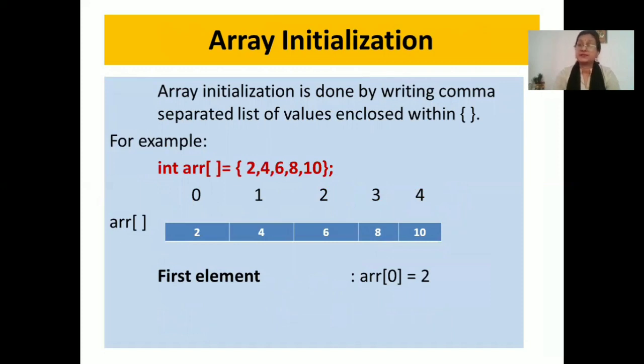Array initialization. We can also initialize the array with some value. Means not only the declaration, but at the time of declaration, we can also assign some particular value. Array initialization is done by writing a comma separated list of values enclosed within curly braces. See the example given here. int arr[] is equal to, within curly braces, you can see the list of the values mentioned here is 2, 4, 6, 8 and 10.